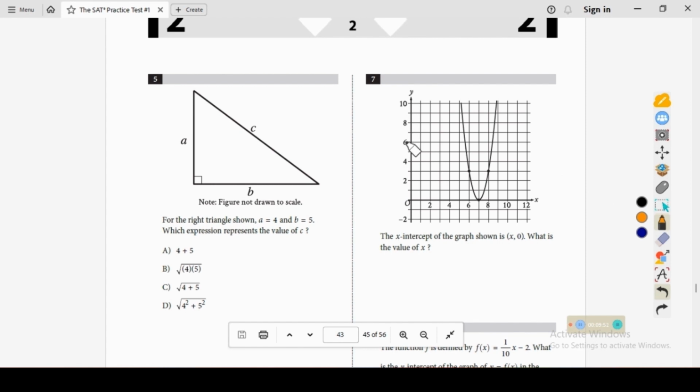In question number 7, a graph is given. The x-intercept of the graph shown is x, 0. What is the value of x? Since this ordered pair shows that the value of y is 0, when the value of y is 0, then the value of x is 7. So the value of x will be 7.